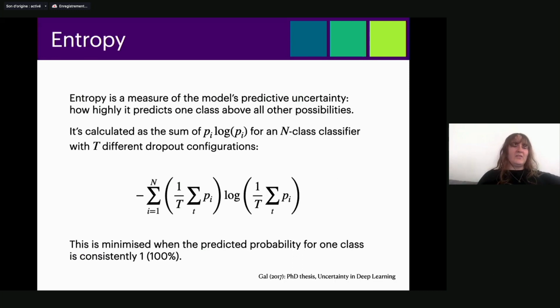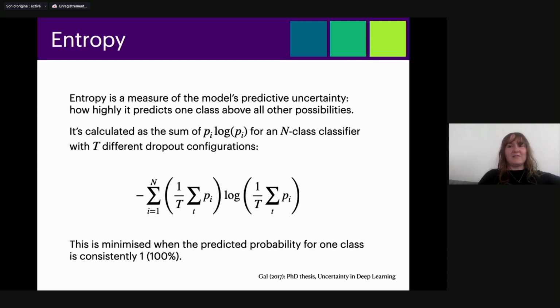On to uncertainty metrics. Entropy is a measure of the model's predictive uncertainty, how highly it ranks one label above another. It can be calculated for any image with a single pass through the trained network as the sum of negative p log p, where p is the predicted probability for each class. Obviously, this is minimized when the probability for one class is 1 and for all others is 0.